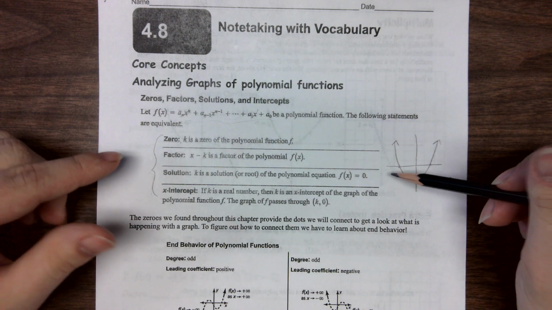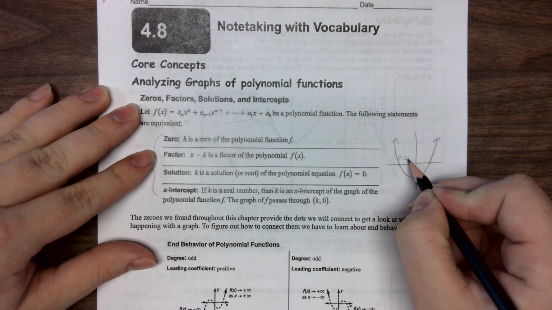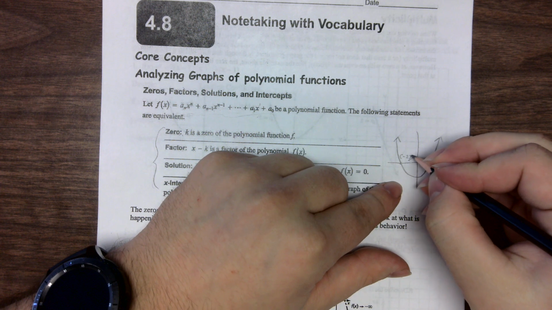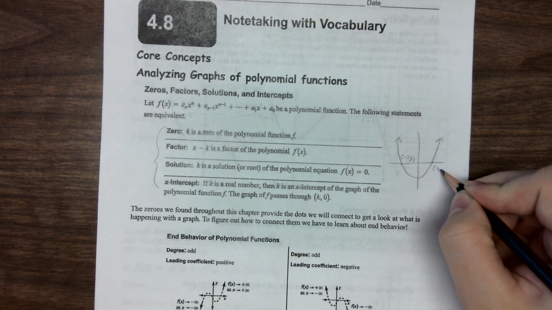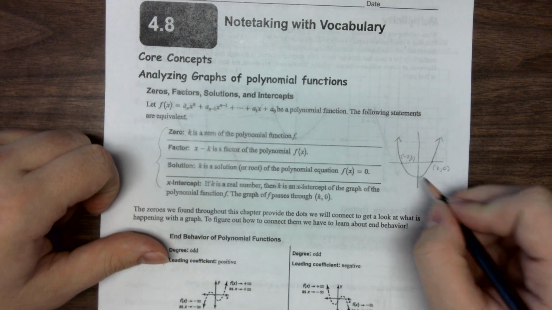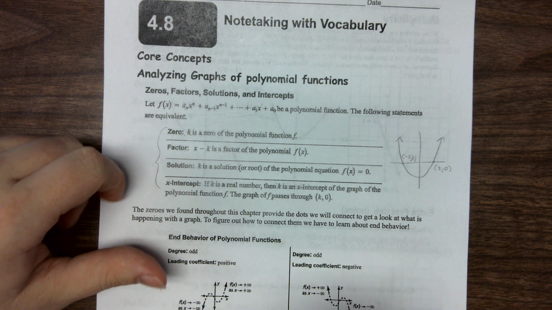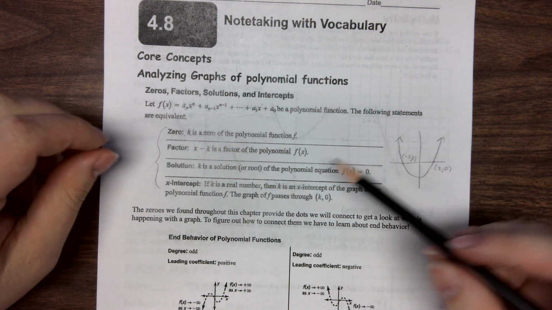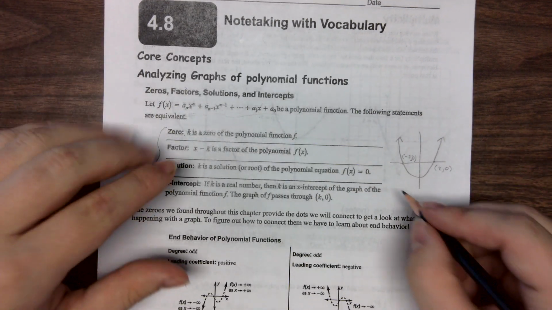So let's say this is the coordinate -2, 0. I should probably put the comma 0 in there. So -2, 0, and we'll call this 2, 0. Those are our x-intercepts. Now, working backwards, we could rewrite those as a factor, or actually, we could write it as a solution.